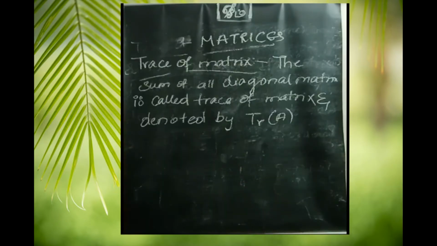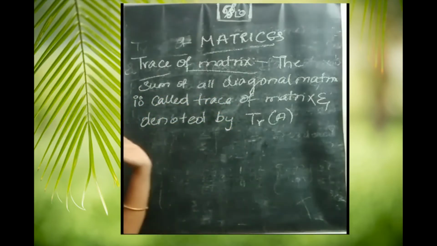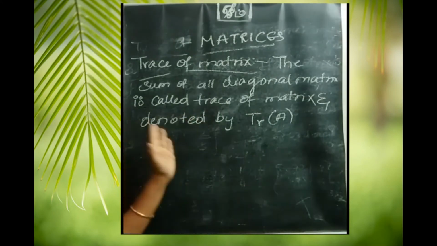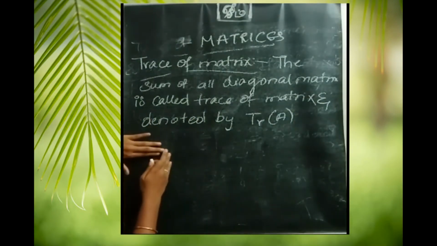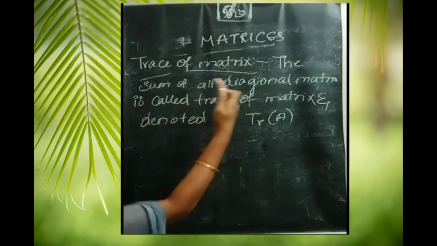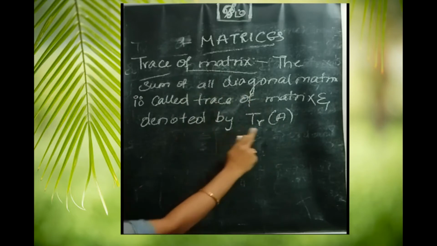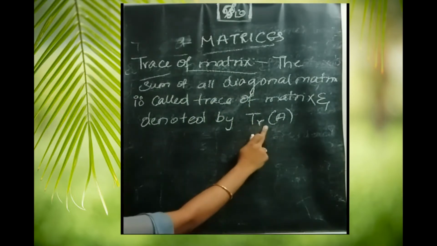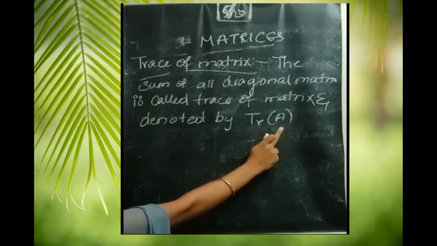Okay. Next, trace of matrix. So, the sum of all diagonal. Diagonal means like this. In this matrix, we have to take the diagonal like this, from first to last. Now, we'll see next. The sum of the diagonal is called the trace of the matrix and it is denoted by trace. TR is nothing but trace of matrix.